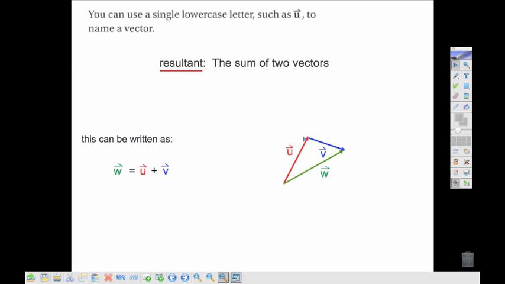Now this might be something like if u is the direction that an airplane is flying, but the wind is blowing like blue, then that airplane is actually going to fly in the direction of w because it's being pushed by two different forces.